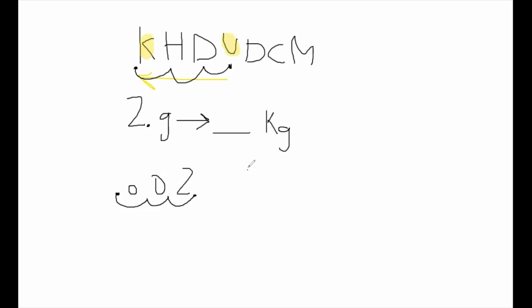So 2 grams equals 0 point, or you don't have to have this 0 there. So this 0 could be wiped away. You could just have a dot there. And then you can write 0, 0, 2 kilograms, kg.